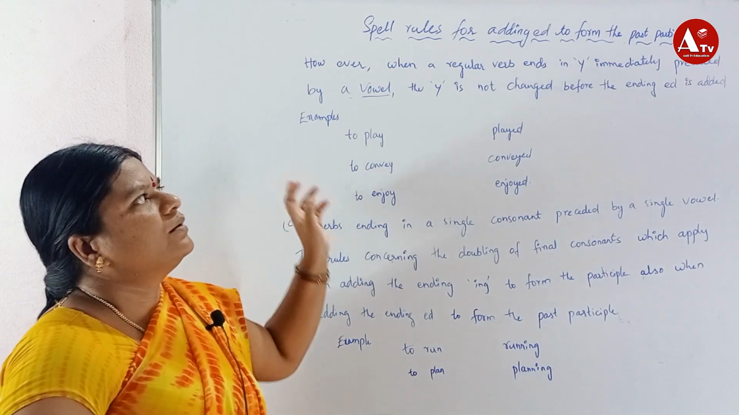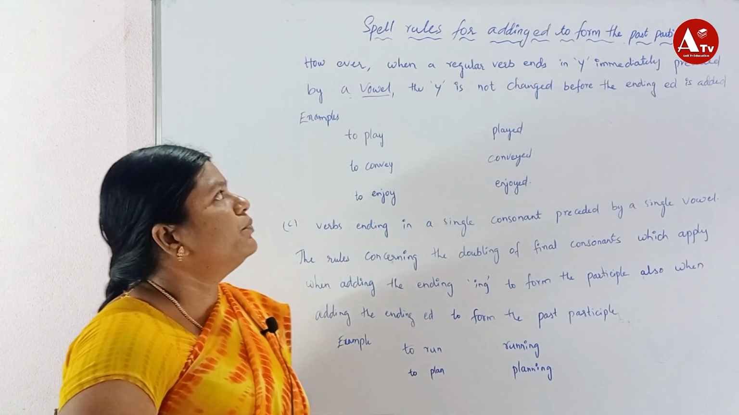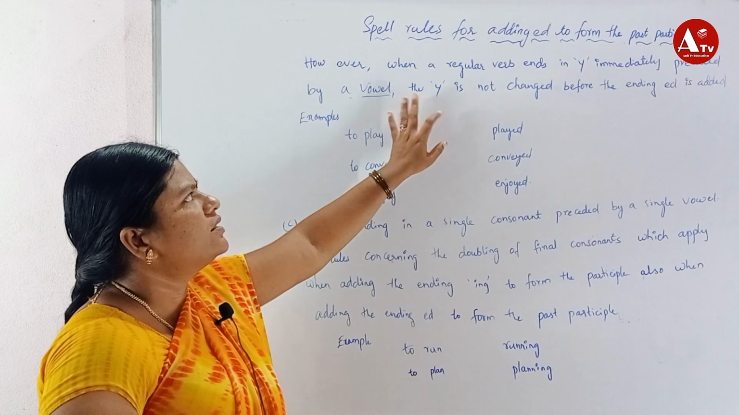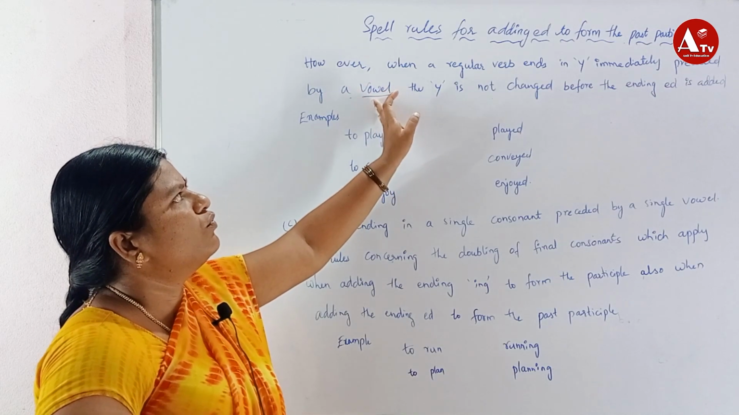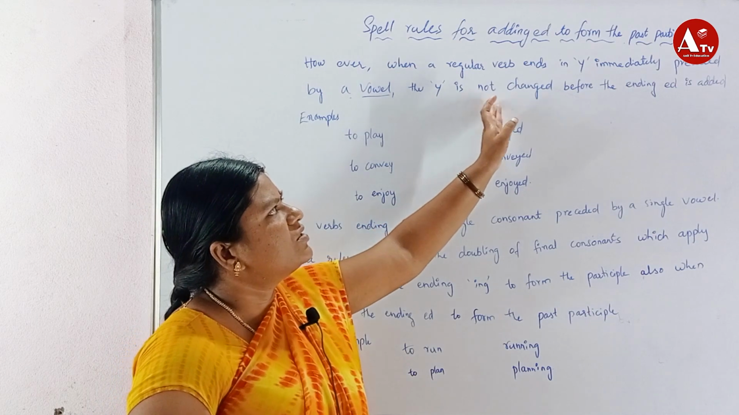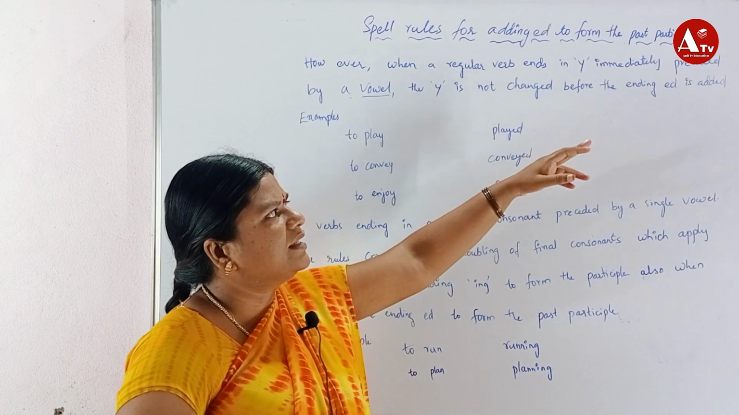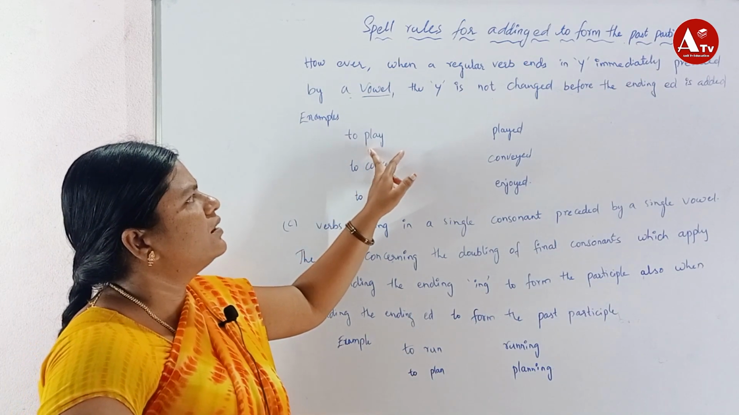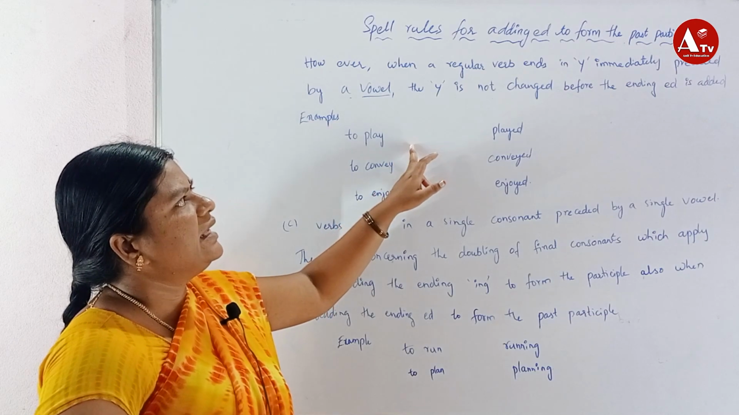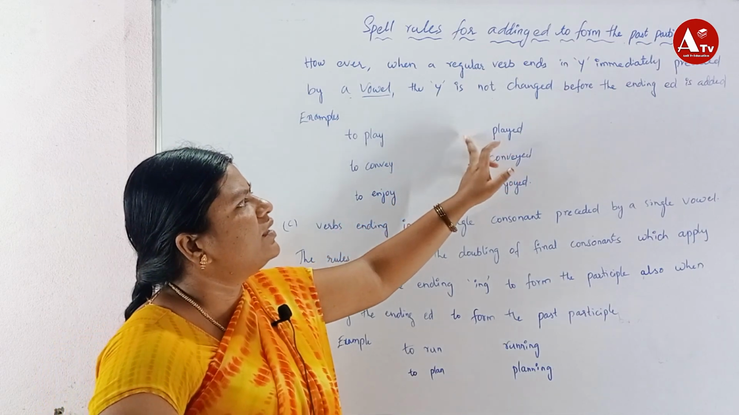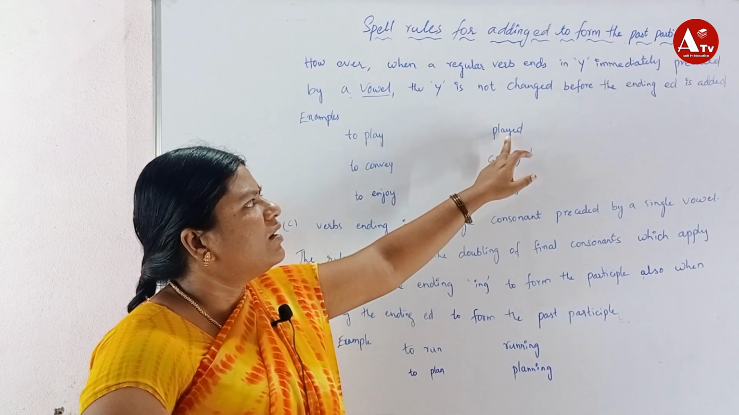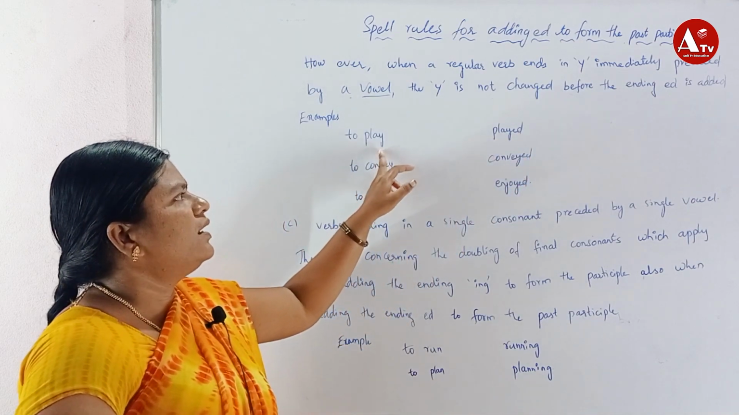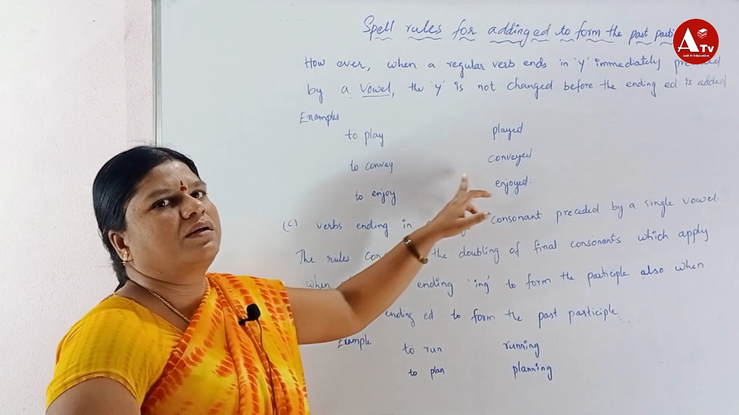However, when a regular verb ends in y immediately preceded by a vowel, the y is not changed before the ending -ed is added. To play: here the letter before y is a, which is a vowel letter, so only -ed is added. Played: the y has not been changed, only -ed is added. To play, played. To convey, conveyed.